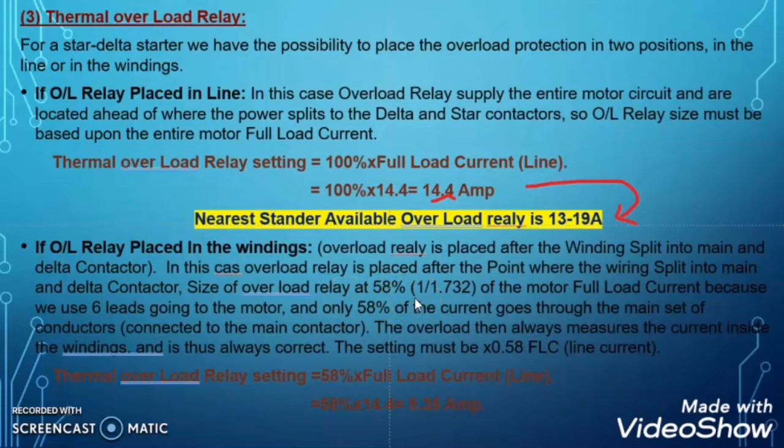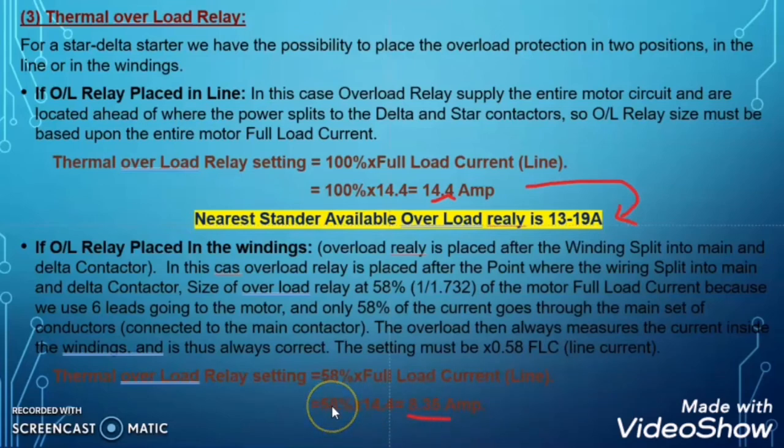And as I explained before, the phase current is 1 by root 3 times the line current, which is only 58% of the line current or full load current. So the sizing of the overload relay will be based on the phase current, which is 1 by root 3 times the full load current, or 58% of full load current. 1 by root 3 is equivalent to 58%, meaning the deduction will be 42%. So 58% of the 14.4 ampere full load current is equal to 8.35 ampere.